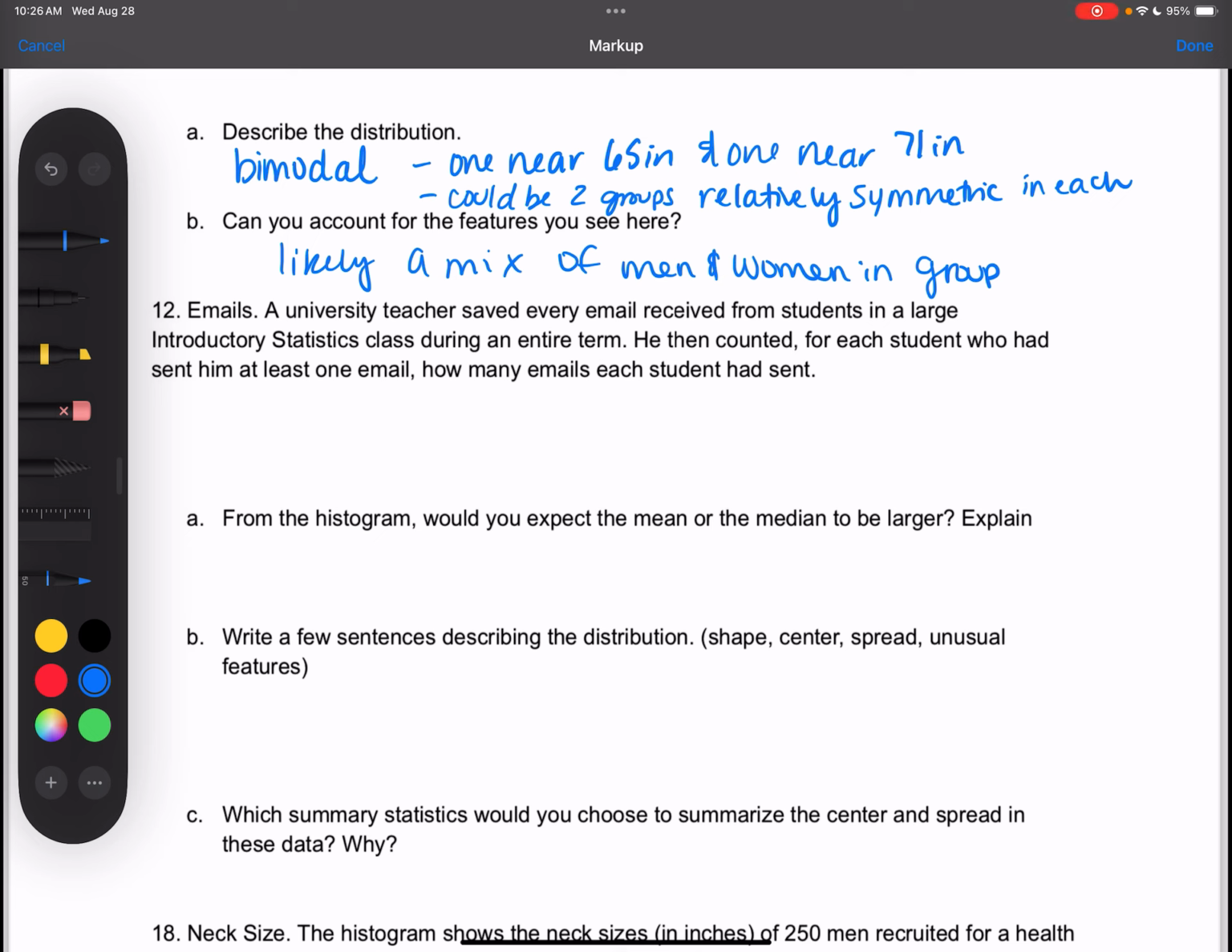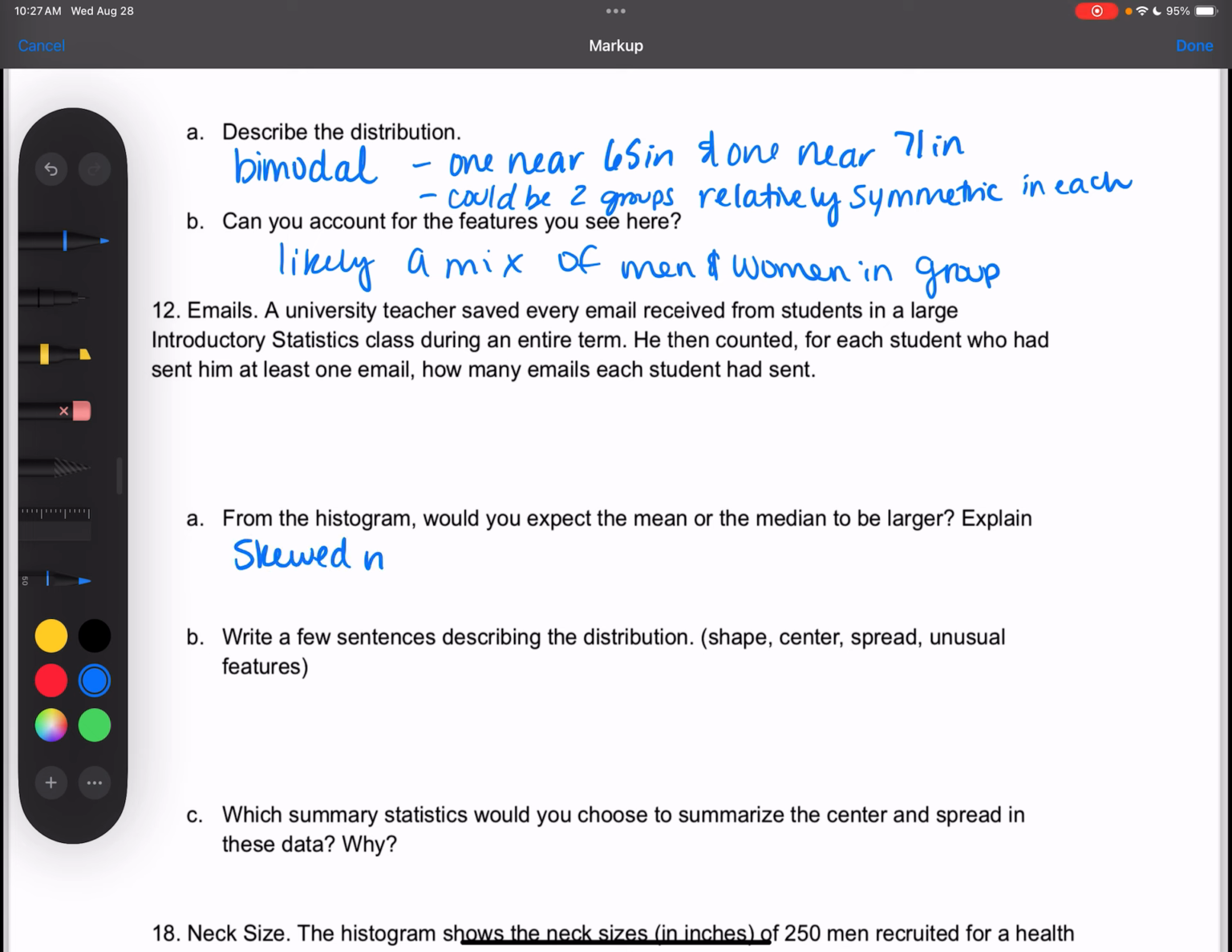Alright, number 12 is going to have a picture associated in the book as well, so that's on page 73. It says, a university teacher saved every email received from students in a large introductory statistics class during an entire term. He then counted for each student who had sent him at least one email, how many emails each student had sent. From the histogram, would you expect the mean or median to be larger? Explain. So first of all, is this symmetric or skewed? In which direction if it's skewed? Skewed right. Skewed right, so I'm going to note that.